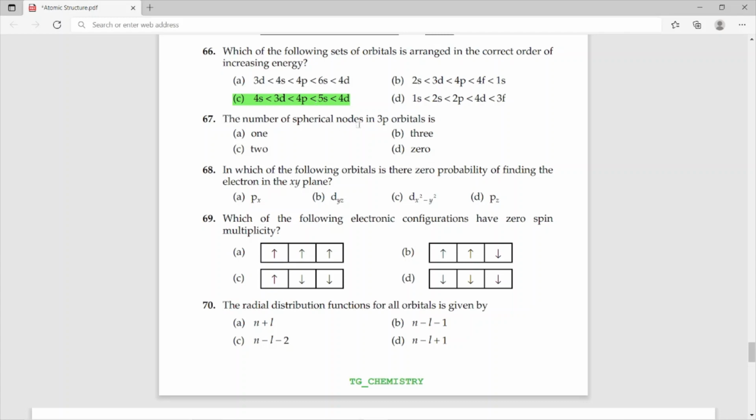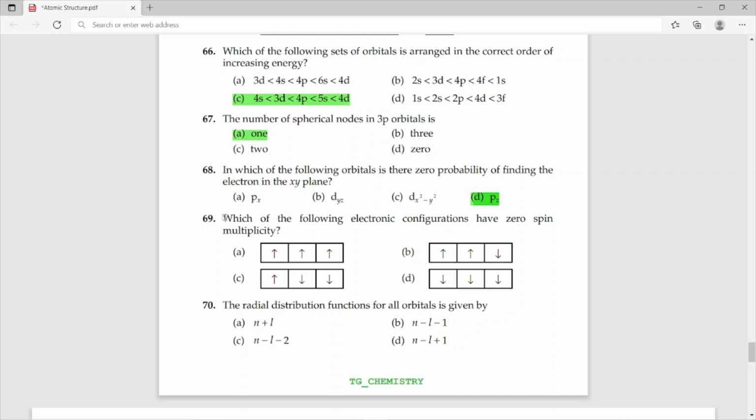Next comes the number of spherical nodes in 3p orbital. What are the number of spherical nodes in 3p orbital? Option A is the right answer, that is 1. 68th question is, in which of the following orbitals is there zero probability of finding the electron in the xy plane? The right answer is in the p orbital, that is pz. To specify, option D is the right answer here, the pz orbital.